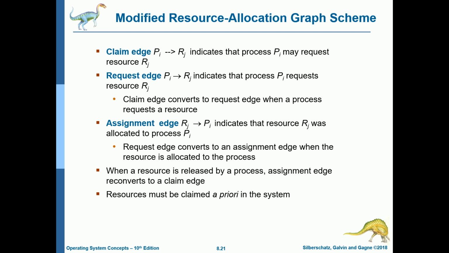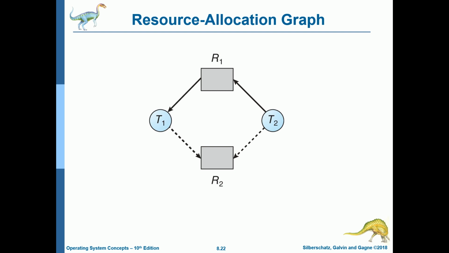If we have a resource allocation system with only one instance of each resource type, we can use a variant of the resource allocation graph defined in a previous slide. Now, in addition to the request and assignment edges already described, we introduce a new type of edge called a claim edge. A claim edge is defined as an edge pointing from a T sub I to an R sub J, which indicates that the thread may request the resource R sub J at some point in the future. This edge resembles a request edge in direction, but it is represented in the graph by a dashed line.